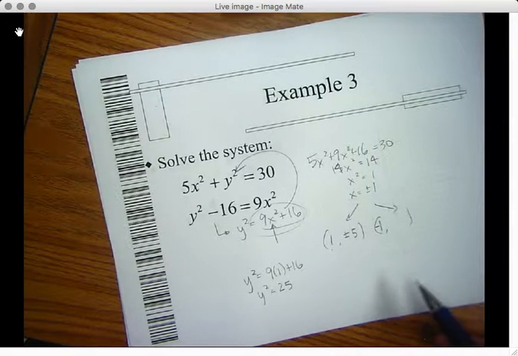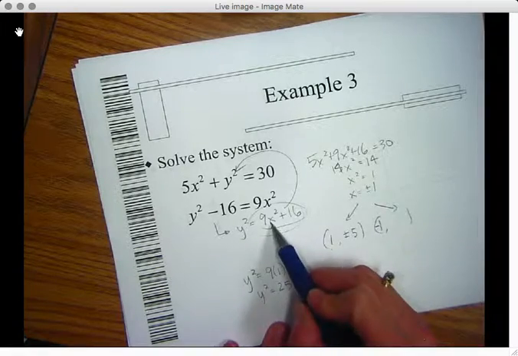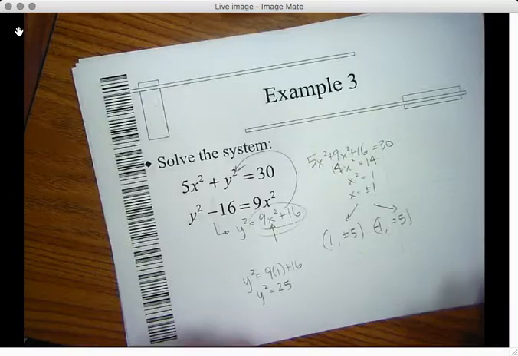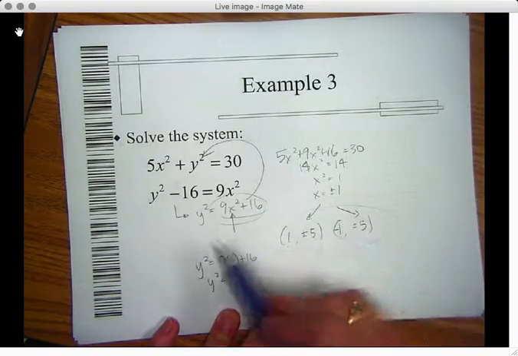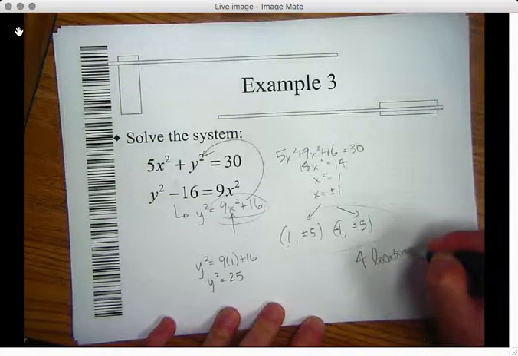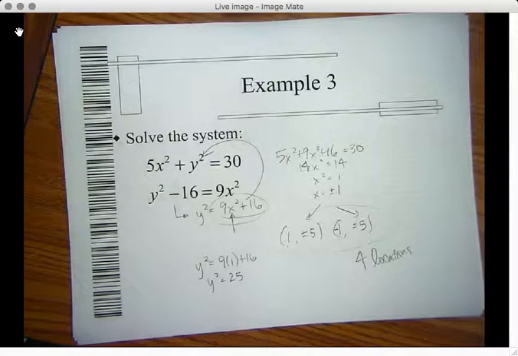I'm going to let you think this through a little bit, but when I plug negative 1 into this equation, I get the same exact answer for y, which means that these two conic sections intersect at 4 locations. Four separate locations is the intersection for example 3.